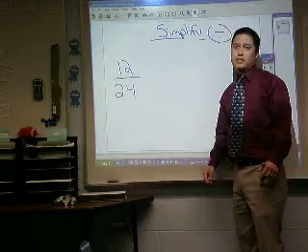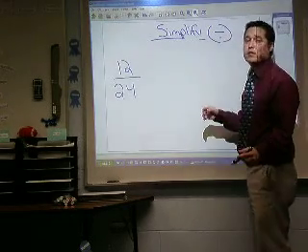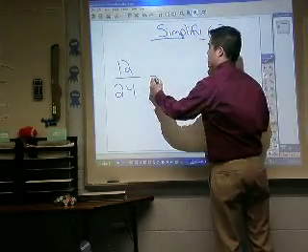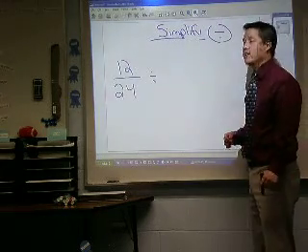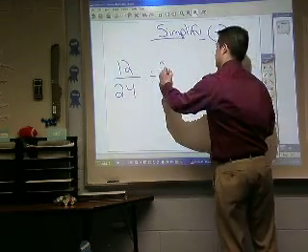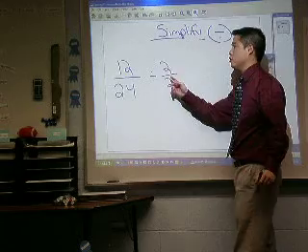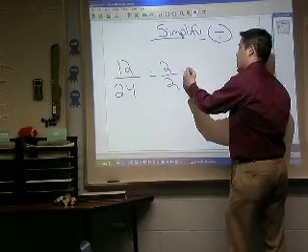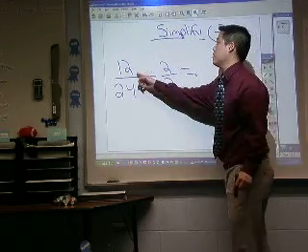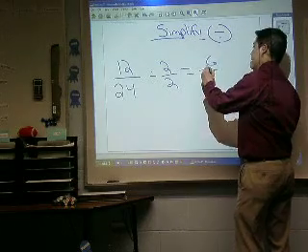To simplify 12/24, if you didn't want to do the factor pairs, you could find out what factors you know off the top of your head that they have in common. So I could pick 2, because I know that 2 goes into 12 and 24. And then I would go ahead and divide to get my new numerator and denominator.